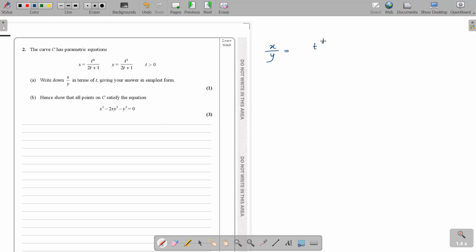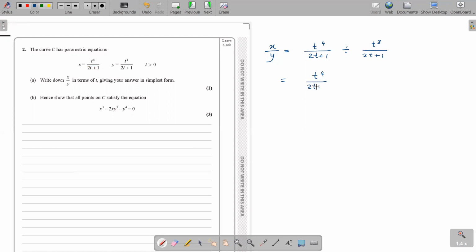Otherwise, I'll show it like this. x is t to the power 4 over 2t plus 1. This is x, divided by y, which is t cubed over 2t plus 1. Do you agree? I wrote the x value divided by the y value, and then we turn division to multiplication.